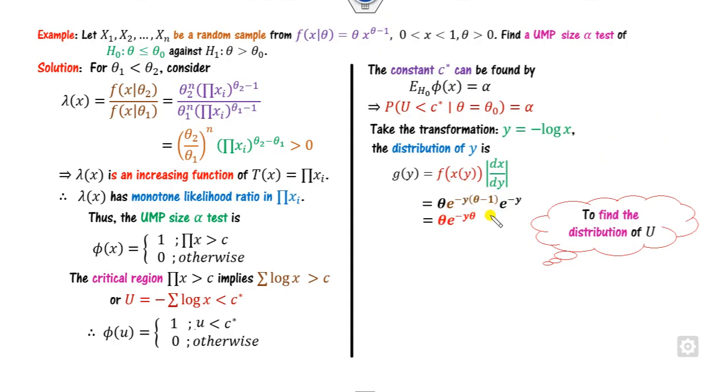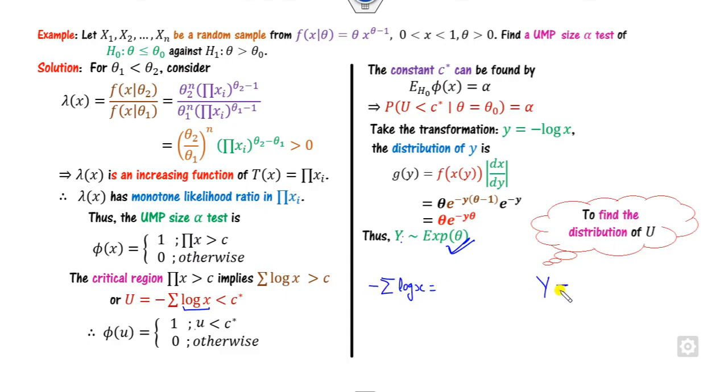So I can take the pairs. We can write it like this. Do you know which distribution is here? Yes, it is an exponential distribution. Now y is my log of x, but I need minus log of x. What is the meaning of that?